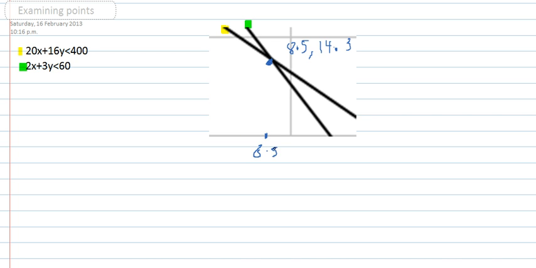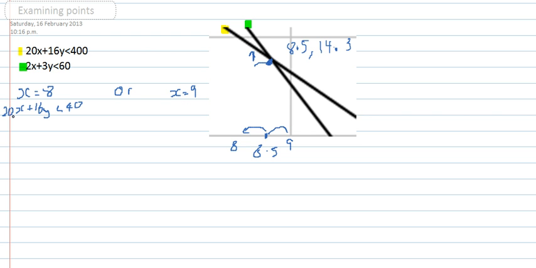If 8.5 is there, my two numbers either side of that are if x equals 8 or if x equals 9. Now if x equals 8, it's on this side of the point, so the boundary that is going to stop it going any higher is the 20 line. It's the 20x plus 16y is less than 400.